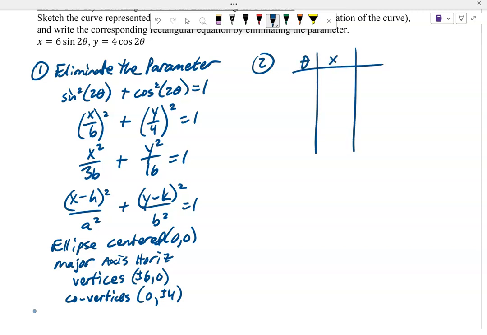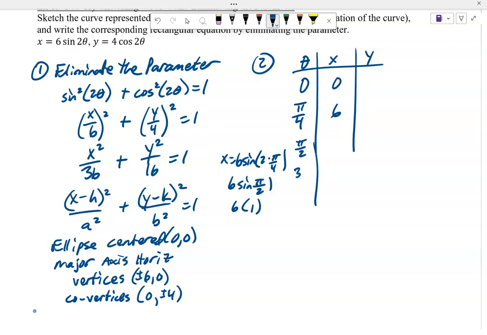Theta, x, y. Go with 0. Sine 0, 0. We go pi over 4, which should be a good one because when I throw in 6 sine of 2 times pi over 4, see how it gives me the pi halves. I know the sine of pi halves is 1. So I get 6. And then I'd go like pi halves. I'd go like 3 pi over 4. Pi to be another good one.